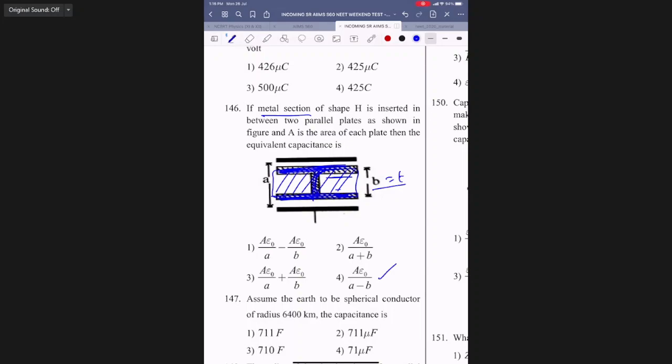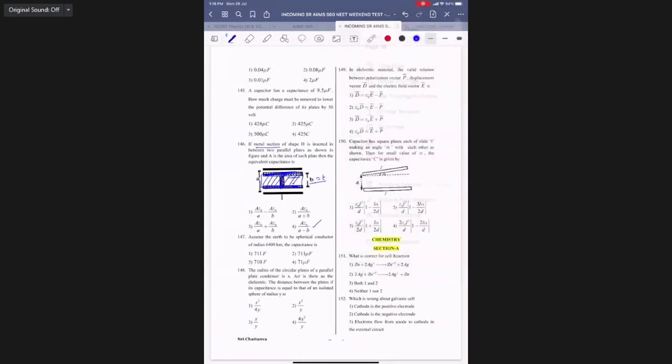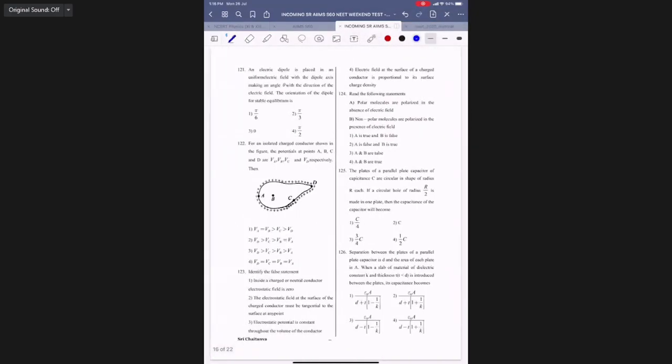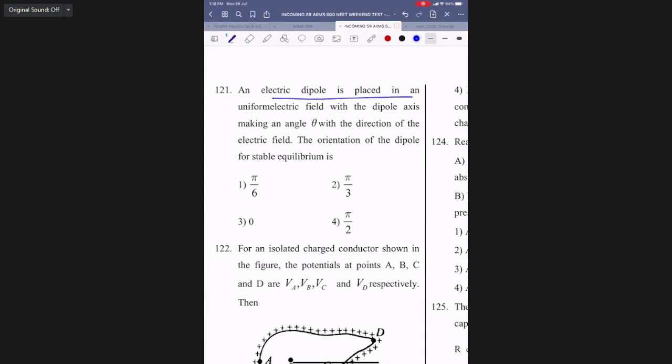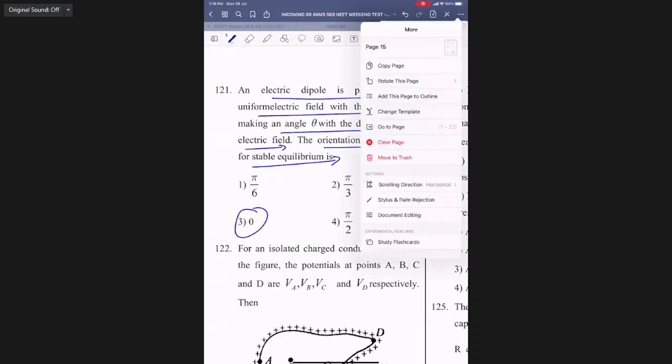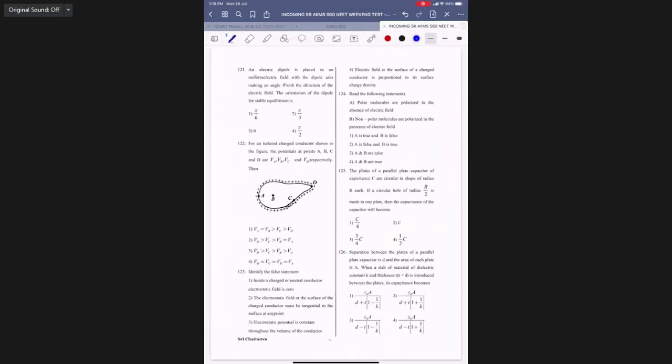Sir, 121, it will be 0, no, sir? An electric dipole is placed in a uniform electric field. The dipole axis makes an angle theta with the direction of the electric field. The orientation of the dipole for stable equilibrium is 0 degrees, na. Why not given 0? Oh, sorry, I ticked wrong. The answer is 0 only, na? Yes, I ticked wrong. Got it? Next.